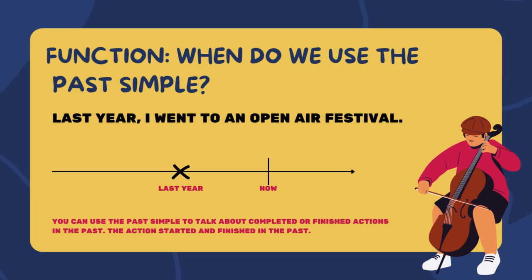The first function. When do we use the past simple? The example: last year, I went to an open-air festival. So, the first function is, you can use the past simple to talk about a complete or finished action in the past. The action started and finished in the past.